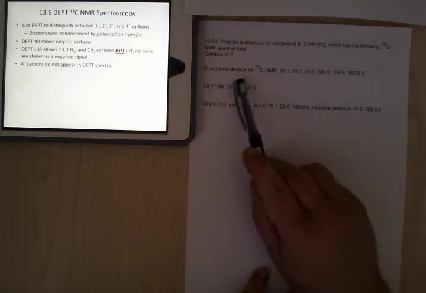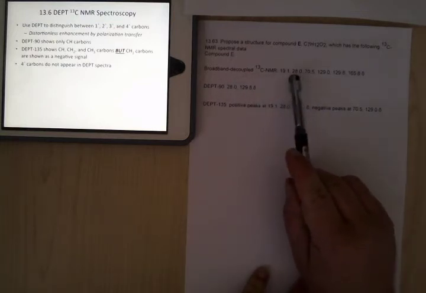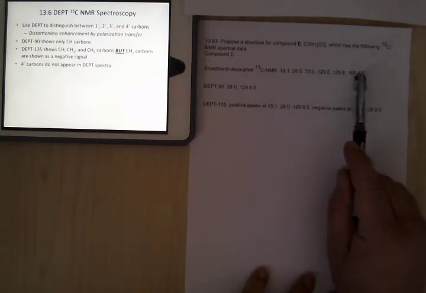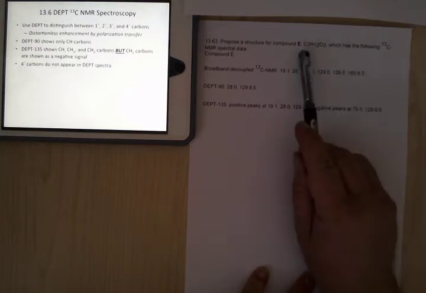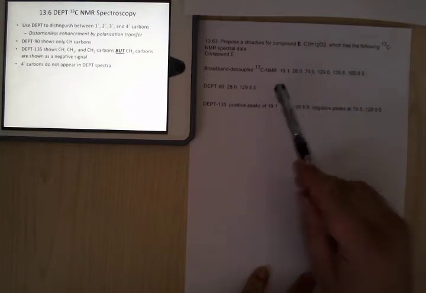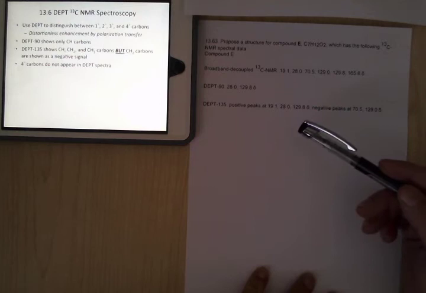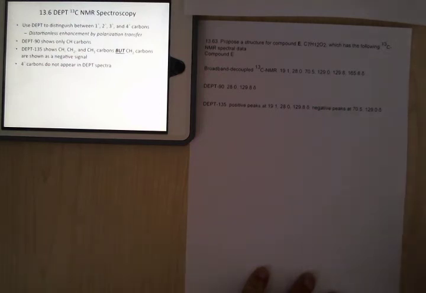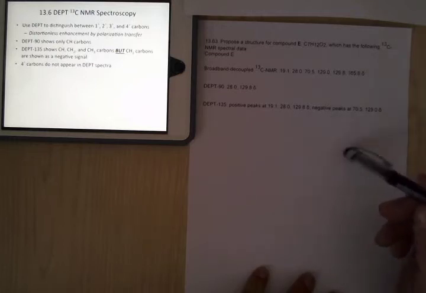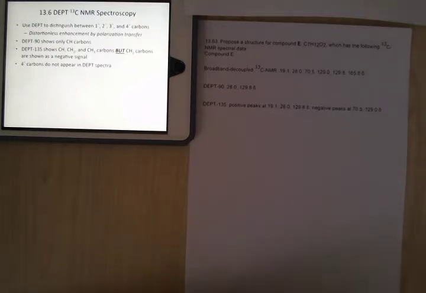So the decoupled one, notice how there's 1, 2, 3, 4, 5, 6 signals. But we have 7 carbons. That means that 2 of them are going to be equivalent to each other. So we need to keep that into account. There's going to be 2 that are equivalent.